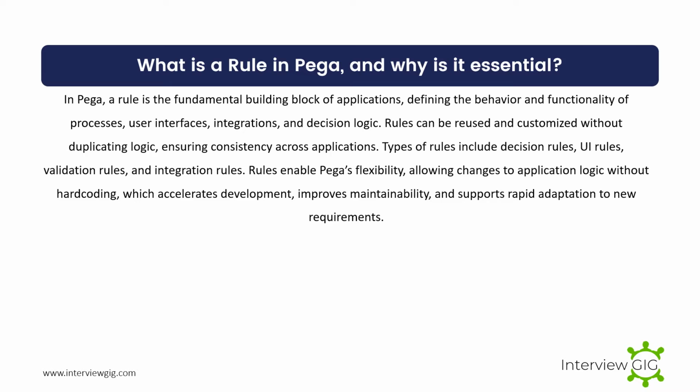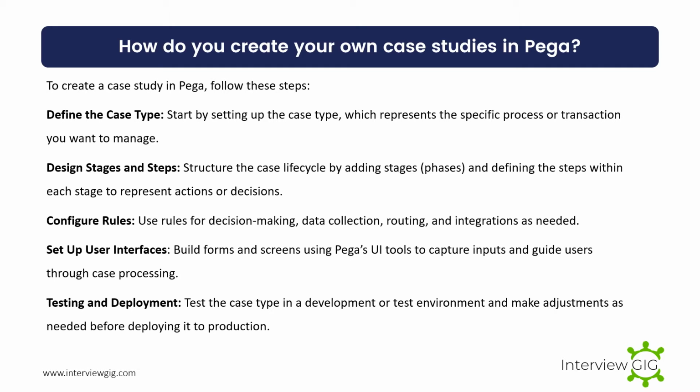Types of rules include decision rules, UI rules, validation rules, and integration rules. Rules enable Pega's flexibility, allowing changes to application logic without hard coding, which accelerates development, improves maintainability, and supports rapid adaptation to new requirements. How do you create your own case studies in Pega?